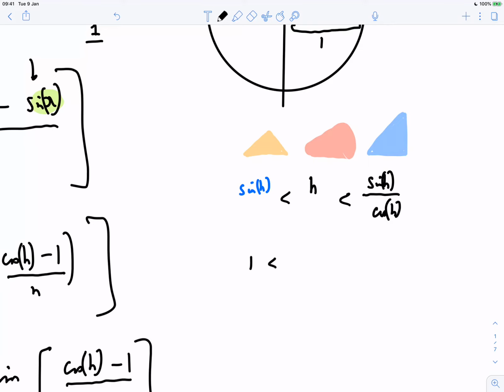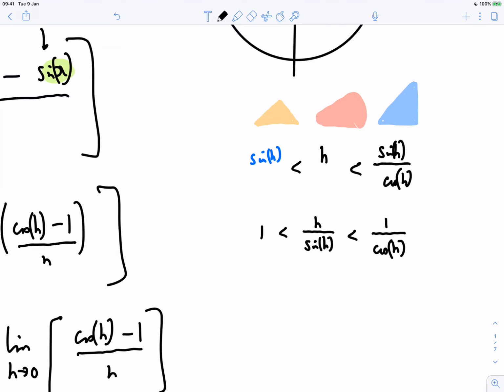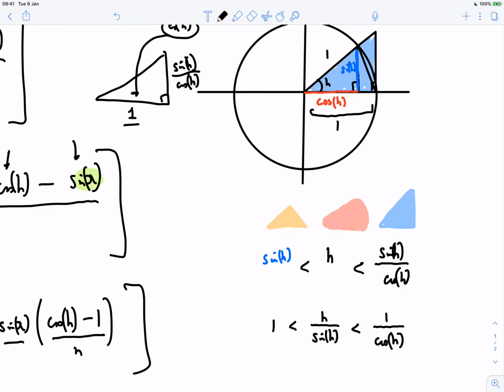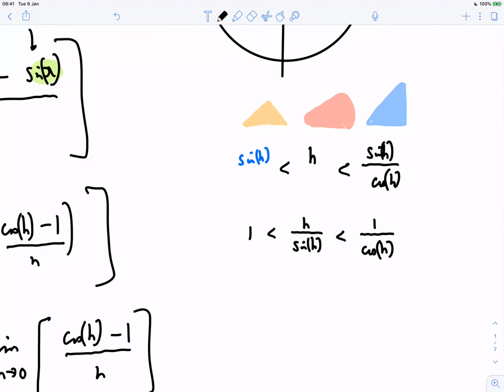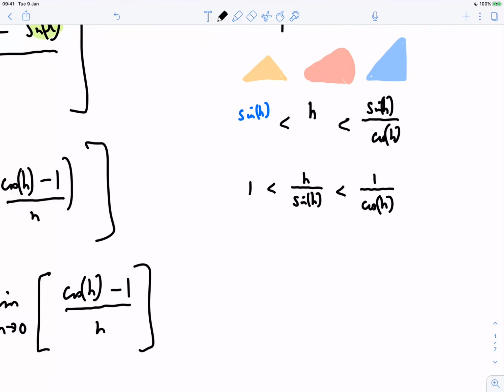So this becomes 1 is less than h over sine of h, and this is less than 1 over cosine of h. Now, if we reciprocate everything, then the inequalities flip, right? The reason for that is if I've got a half is less than 3, if I reciprocate both sides, then 2 isn't less than a third anymore. So we need to rectify that. I can divide by sine h because sine h is going to be a positive height, so that's not going to flip the inequality, and even if it does, it's not going to change my point, as you'll see in a second.